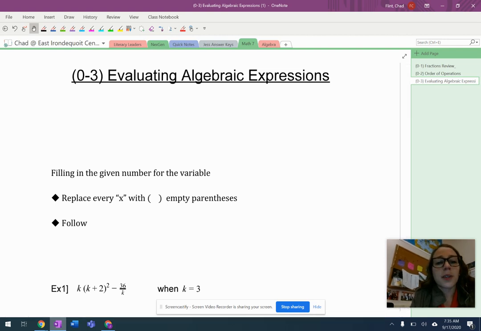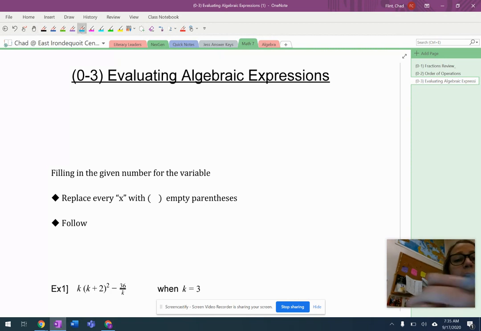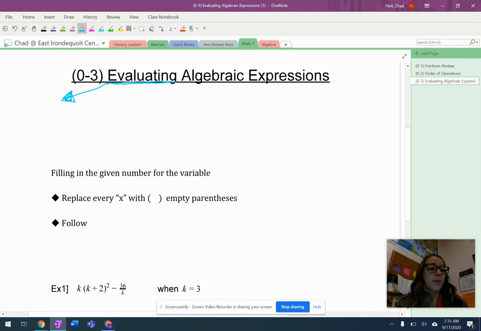Okay, so here we're going to look at the notes for lesson 0-3, evaluating algebraic expressions. So first we're going to start by breaking apart that title, each one of those words. So evaluating. What does it mean to evaluate something?